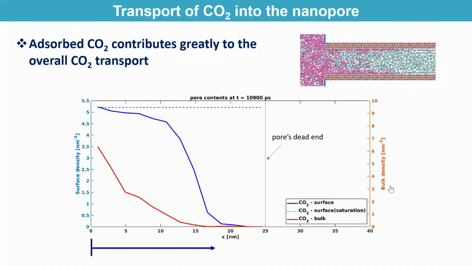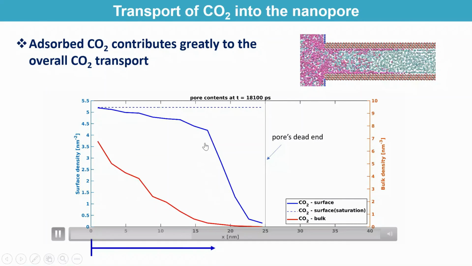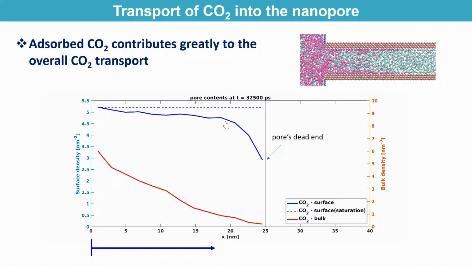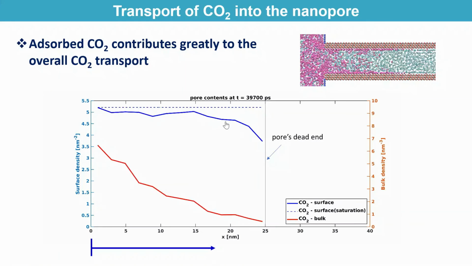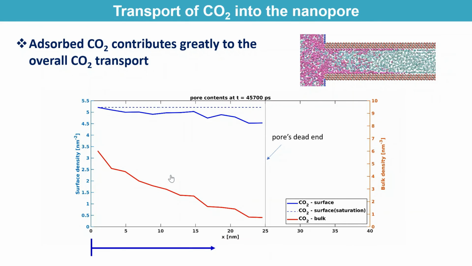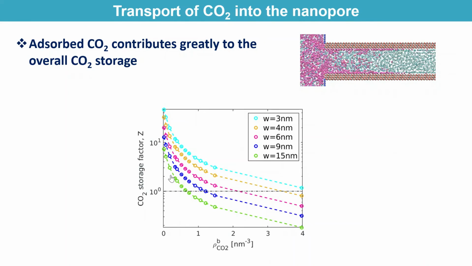What we see is that the blue curves correspond to the adsorbed CO2. Their transport contributes significantly to the overall CO2 transport, while the bulk CO2 lags quite a bit behind. Ultimately, this different transport of surface adsorbed and bulk CO2 leads to very different storage of the CO2. So the CO2 is stored inside the nanopore as two populations. One is on the wall, and the other is in the middle part.